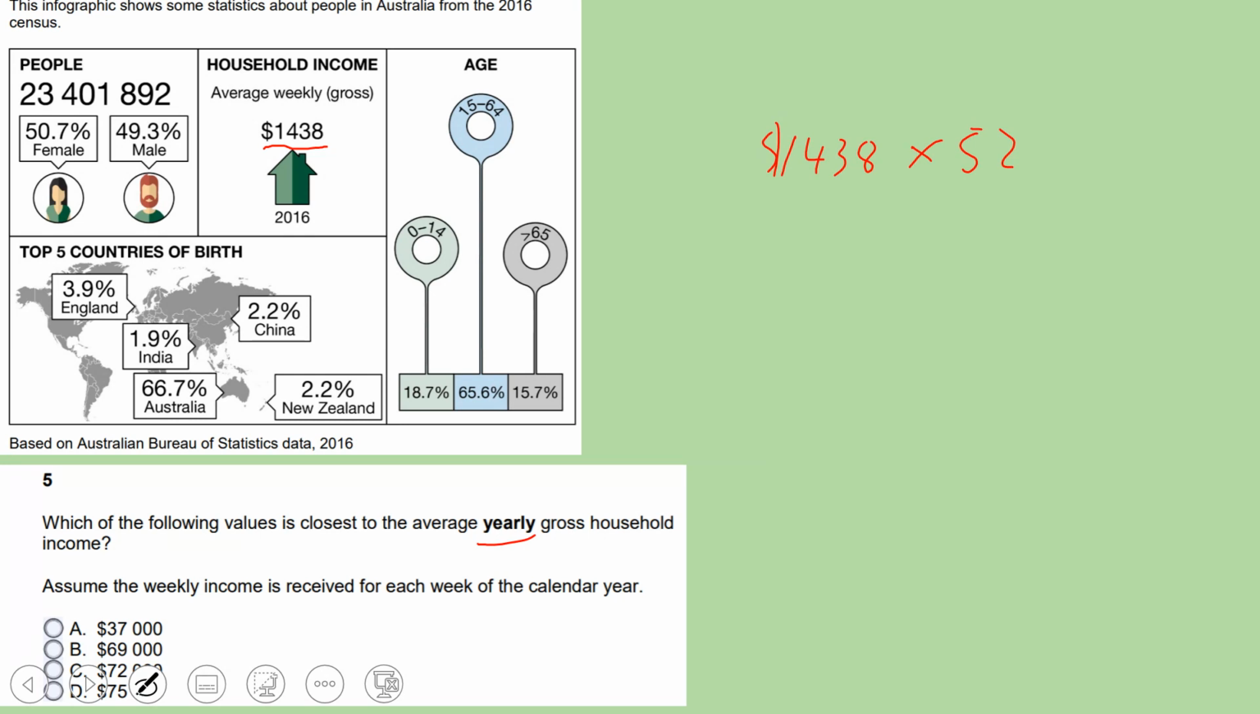And we will get our answer. Sorry, I'm just getting my calculator going. 52 times 1,438, 74,776 is the answer I got. And that answer is obviously very close to D, 75,000. So the correct answer there will be D.